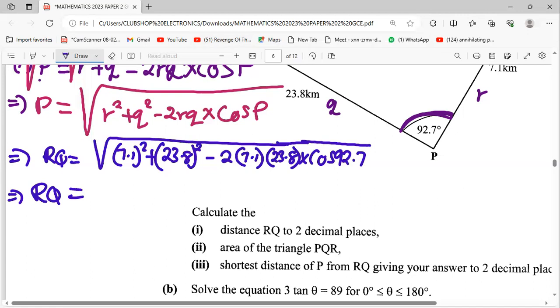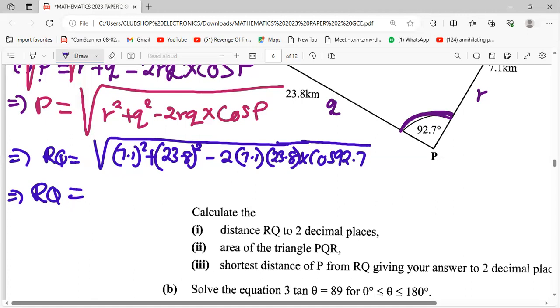Okay. 7.1 squared plus 23.8 squared minus 2 open bracket 7.1 times 23.8 closed, times cos 92.7. So the answer will be 632.77009608183. But directly I will punch the square root.